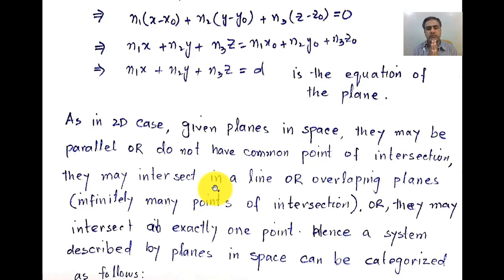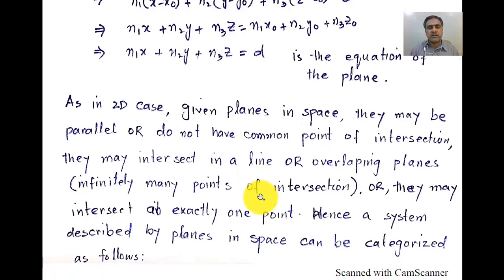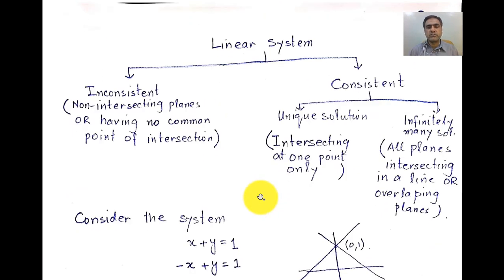And the last possibility is that if I consider these three planes, for example these two, and I add a third plane here, so the common point of intersection is exactly 1. And hence the system described by these three planes is once again consistent, but the solution of this system is unique. And hence a linear system described by planes in space is either once again inconsistent or consistent.